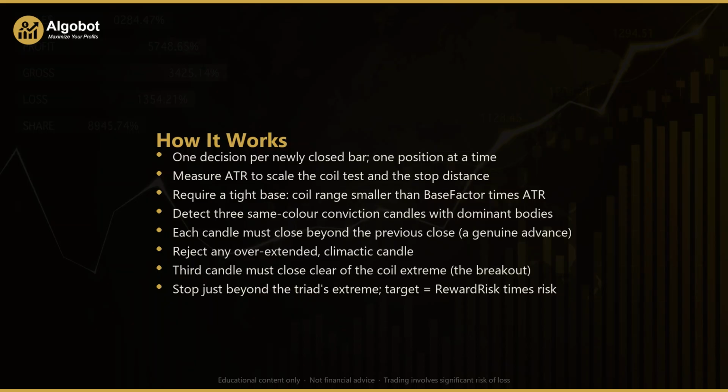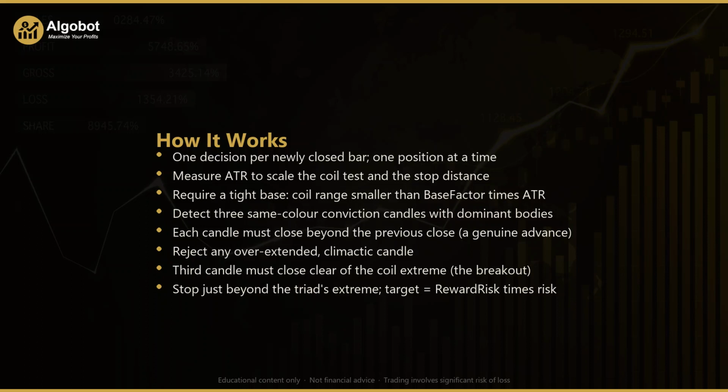The EA makes one decision per newly closed bar, so it isn't reacting to every tick. It waits for a candle to finish before evaluating anything. It also keeps just one position open at a time, and once a trade is live, the stop loss and take profit manage the exit on their own. First, the strategy calculates the average true range over the ATR period, which defaults to 14 bars. This gives it a live read on volatility that scales everything else.